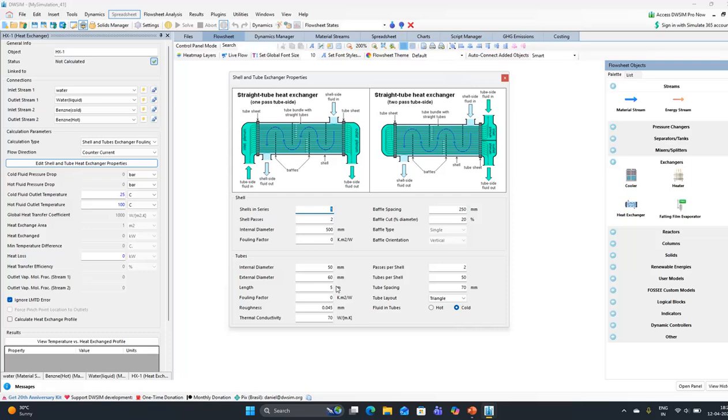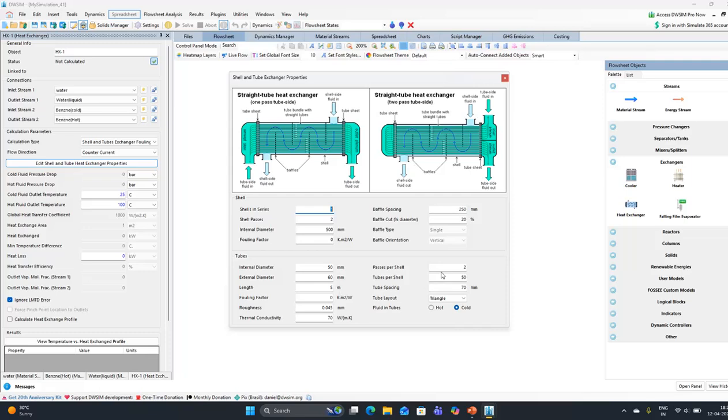I will do a design of this, how to design a shell and tube heat exchanger, and upload the video on the channel. In the description section of this video you can see the link also. I have kept a separate playlist for the tutorials that contains the designing of these things.